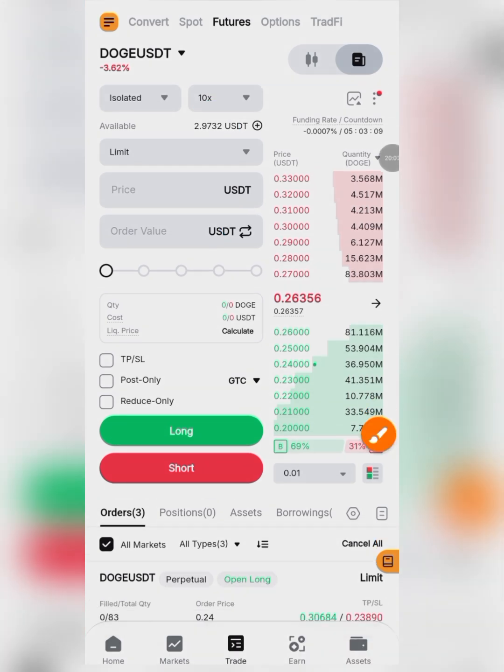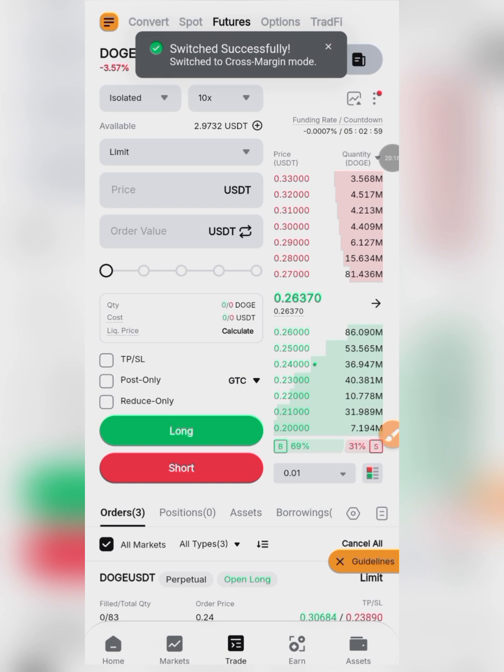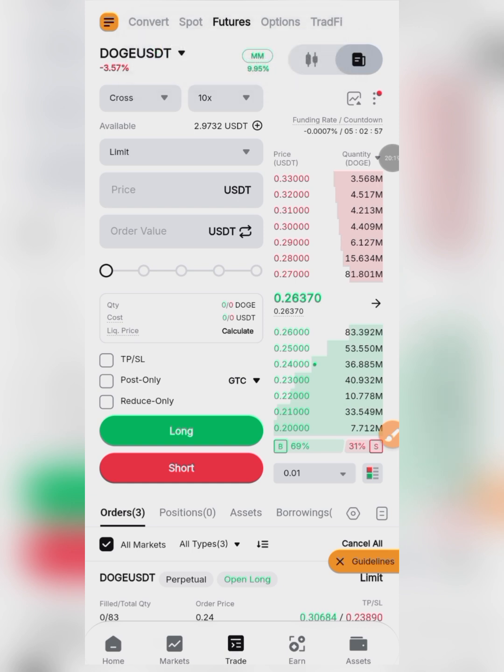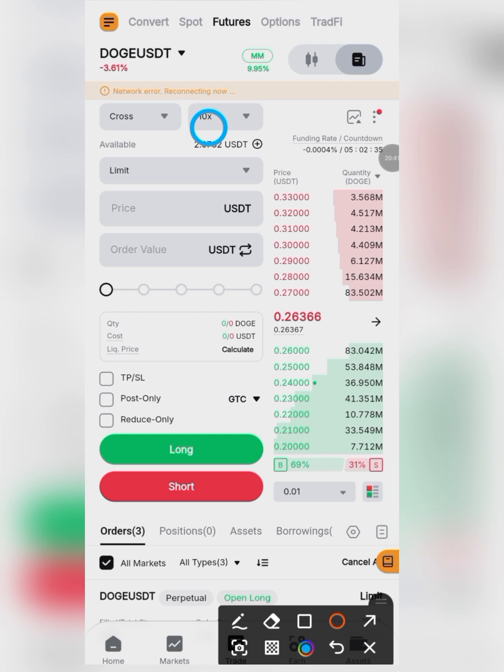But let me open the isolated position so you can see something. We have isolated, we have cross, we have portfolio, we have more detail. Now, let's say I selected cross. I'm telling the exchange that okay, I have $2.9 here, but I want to use only $1 to trade. So in case the market goes against me and that $1 finishes, you have the right to enter the remaining money within this $2.1 and continue the trading.